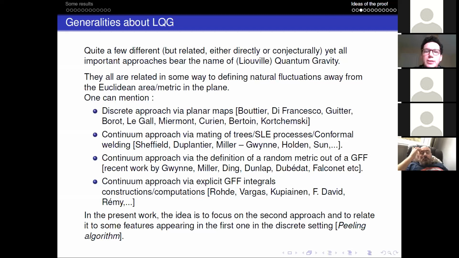So here, what we're doing is we're taking the approach of the second bullet point, which has to do with these mating of trees and the sort of geometric approach by SLE processes and then weldings. And we relate it to some features appearing in the first one, which is the discrete setting, and in particular with the so-called peeling algorithms. That is one of the main tools used to study those. And you can look at Nicolas Curien's webpage with his Saint-Flour lecture notes, which is basically devoted to the discrete aspects of the peeling algorithms.